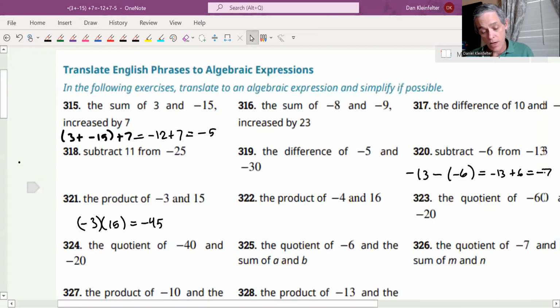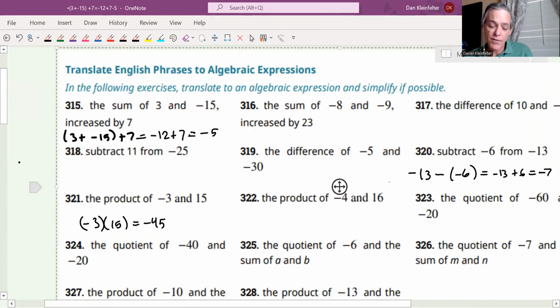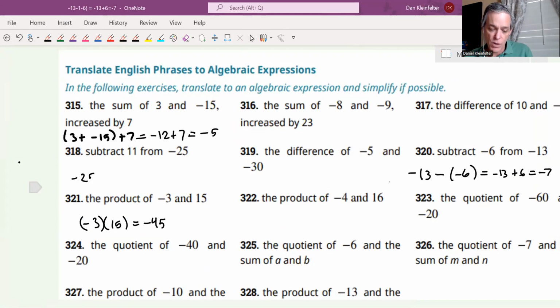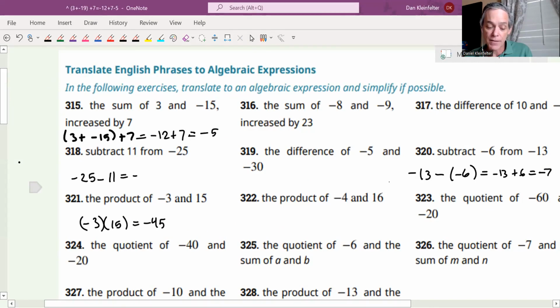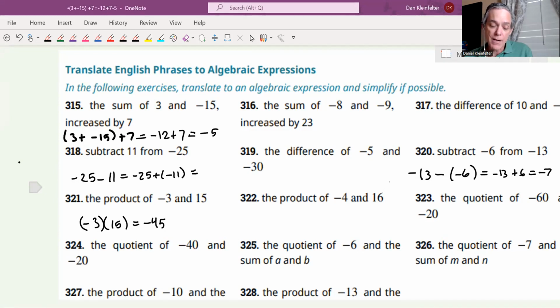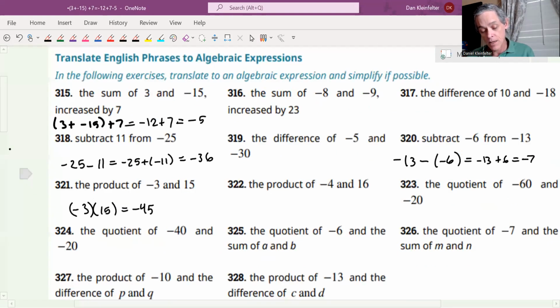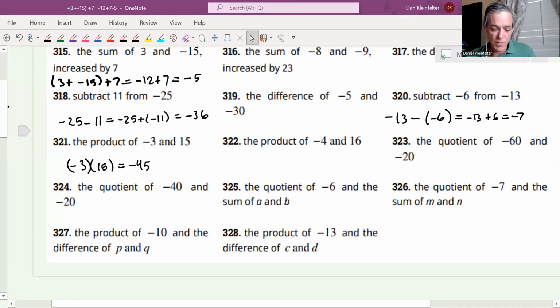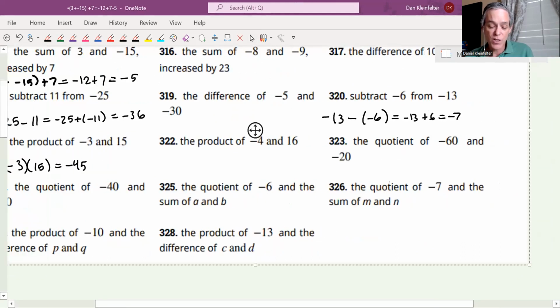Let's try another subtraction. Subtract 11 from negative 25. So we're starting with negative 25. We're subtracting 11 from that. And so I'm going to rewrite that as the sum of two negatives. Negative 25 plus negative 11 is negative 36. Okay, we're here to do multiplications and divisions, so let's make sure to do some of those.